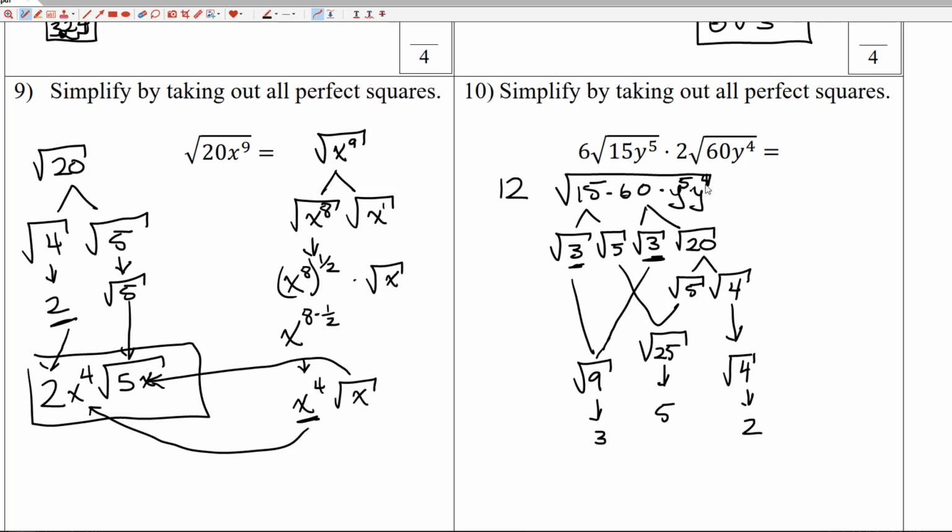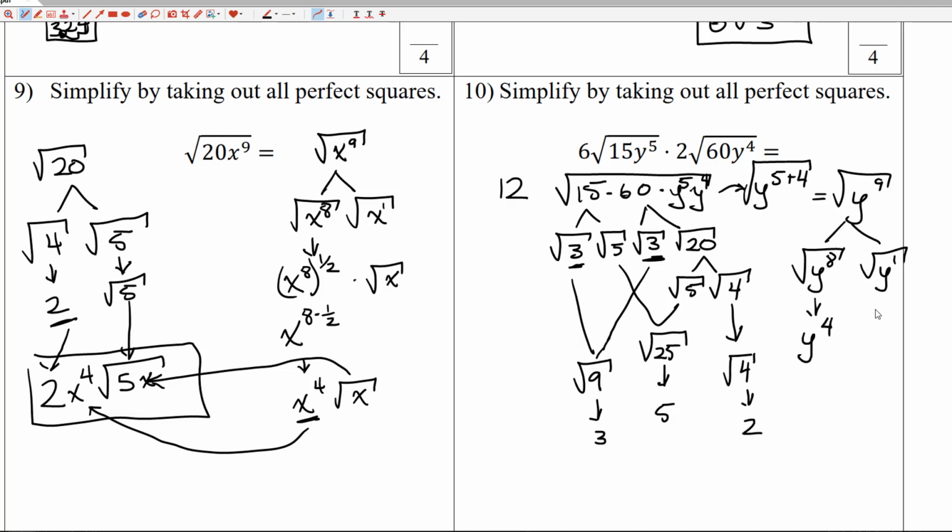What about over here with the y's, the variables? Well, this turns into y to the power of 5 plus 4, still under the square root, which is the square root of y to the power of 9. Again, I'm kind of doing a factor tree here. This is the square root of y to the power of 8 times the square root of y to the power of 1. And our shortcut is take half of 8, so this is y to the power of 4, and this turns into the square root of y.